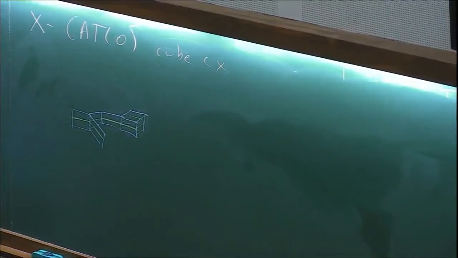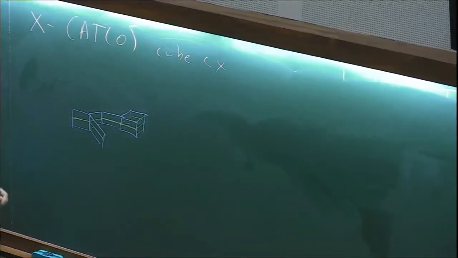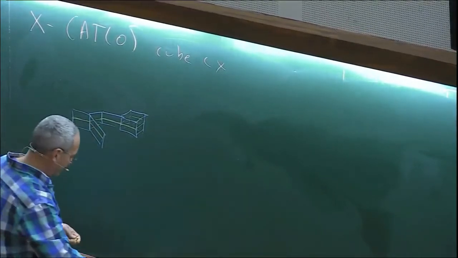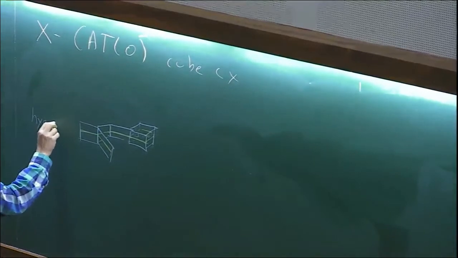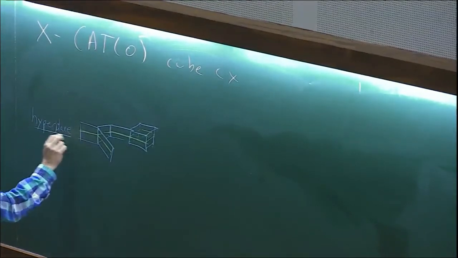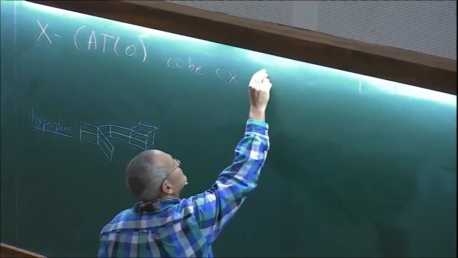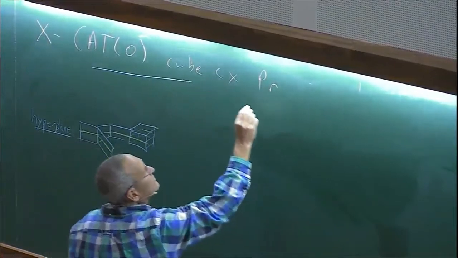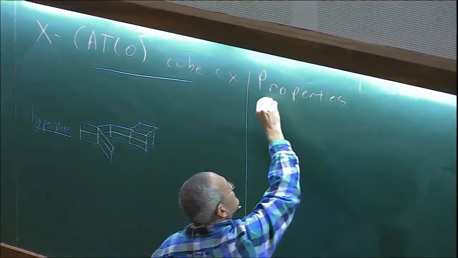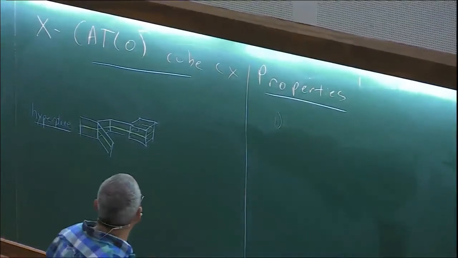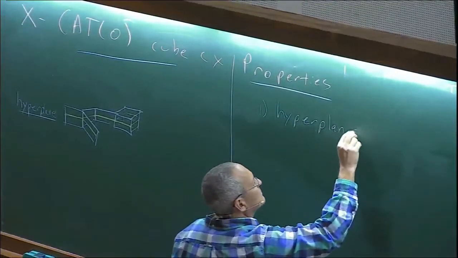And then we said, well, there are these equivalence classes of edges, and a hyperplane is transverse to this equivalence class of edges. So this was a hyperplane. And with these properties, let me just recall these properties. One was that hyperplanes are embedded.